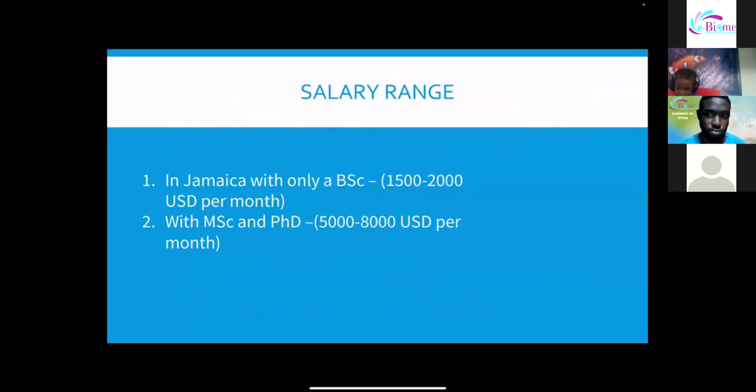And I'm sure you want to know, what is the salary range when you're an entomologist? So in Jamaica, with only a bachelor's, you can get 1,500 to 2,000 US dollars per month. If you do have a master's or a PhD, you can get 5,000 to 8,000 US dollars per month.